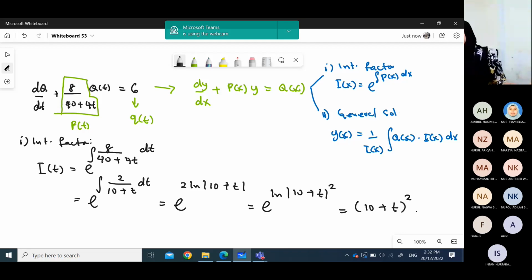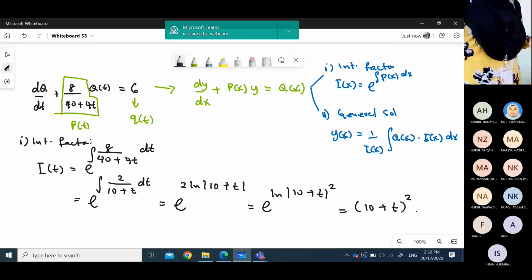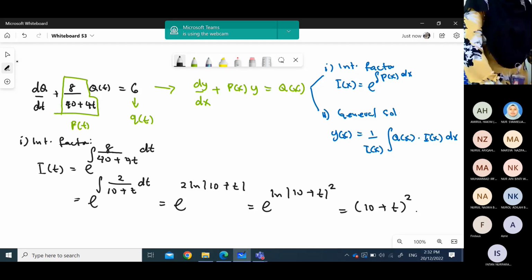So this is our integrating factor. Okay, so integrating factor for this case, which is I of t, is 10 plus t squared. Boleh lah.